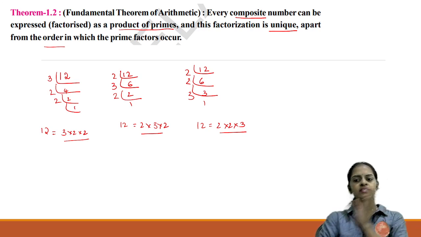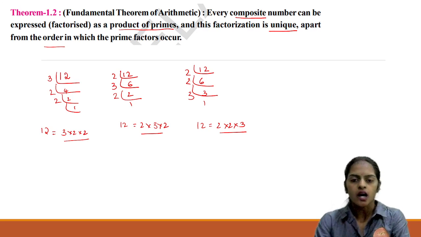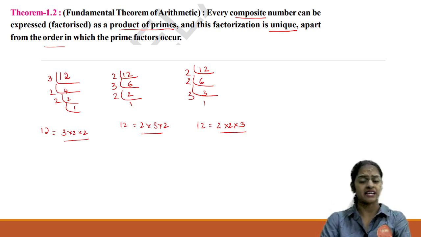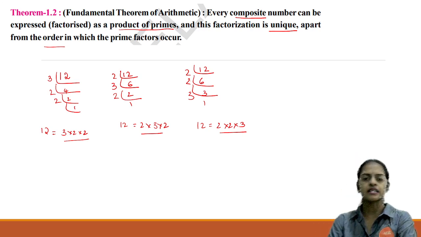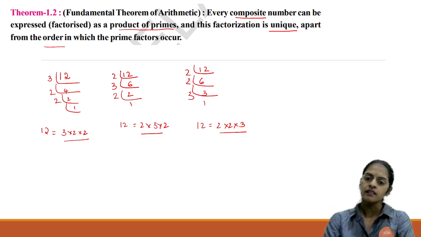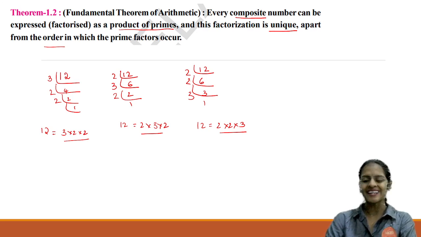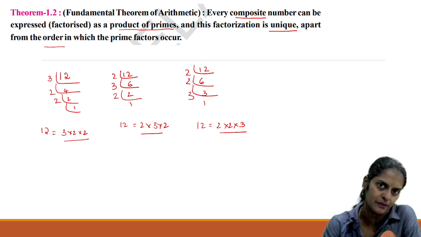Okay, but if you observe all the 3 prime factorizations, you will find that they are the same. In all the 3 prime factorizations, you see there are 2 twos and 1 three. Yes or no? Clear? But if you observe, the order is different. So prime factors are the same, but the order can be different. This is nothing but the fundamental theorem of arithmetic.